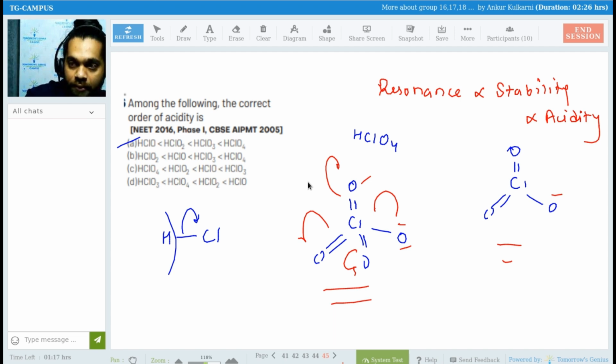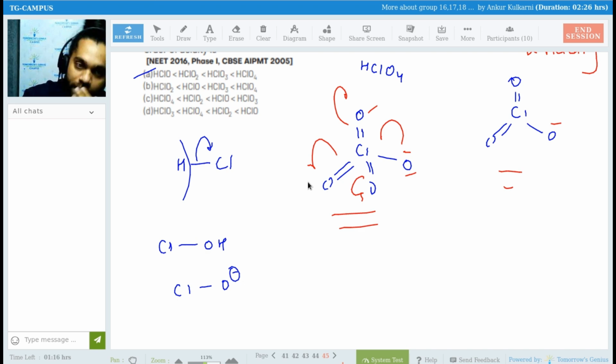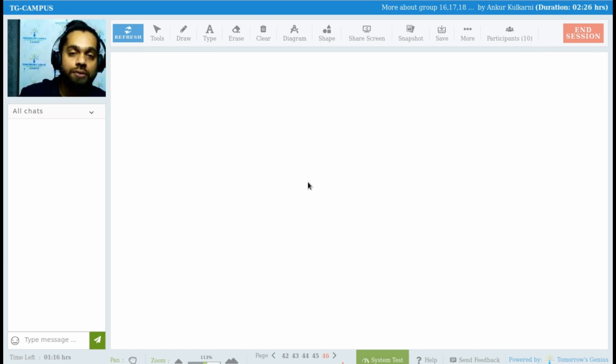Sir, so HClO is weaker than everything. Yes, HClO will be last. Why? Because HClO is simply like this: ClOH. If I donate the H, I get ClO minus. If I have a negative charge, that can go into resonance over here with HClO4, 4 oxygens, then 3 oxygens, like that. Okay, clear? Let us go to the next question.